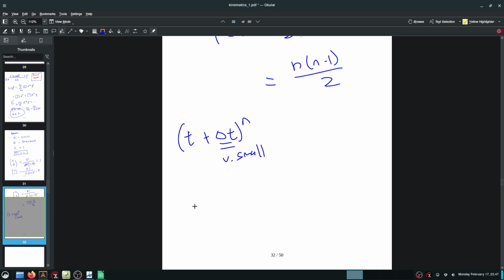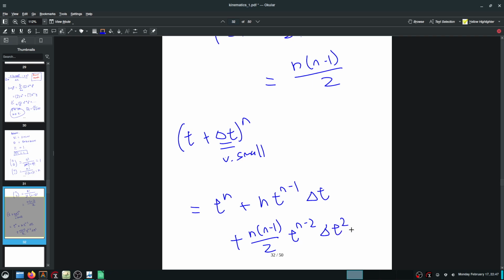Okay, we want to bring this to 0. But let's expand this out first. So the first term is actually t to the n. The second term is n t to the n minus 1 delta t. The third term is n(n minus 1) over 2 t to the n minus 2 delta t squared, plus dot dot dot.